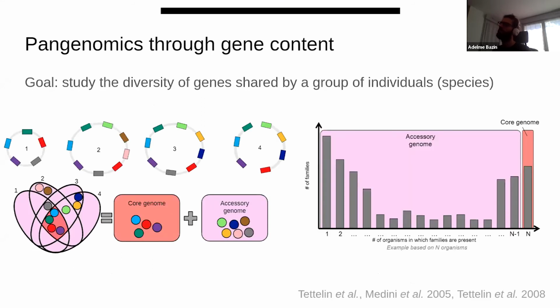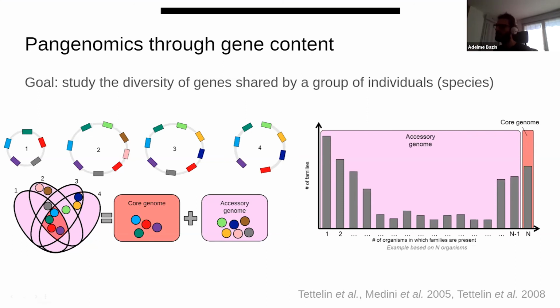You can build the pangenome at different levels. You can build a pangenome using sequences only if you are interested in variation between different genomes, for example. Or you can build a pangenome by looking at the gene content, which is what we do. Our goal is to study the diversity of genes shared by a group of individuals, usually a species. In this example, you have 4 genomes. The rectangles represent genes, and genes have the same color in different genomes if they are homologous. When you conduct a pangenomic study, you can partition the pangenome, which means that you can classify the different gene families into core or accessory genome.